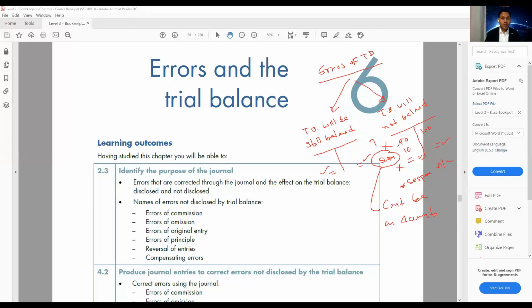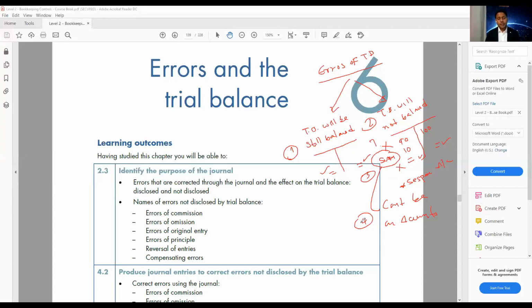What type of error do we have where our trial balance will still be balanced, this one. What type of errors do we have where the trial balance will not be balanced, number 2. And how we're going to identify the suspense account, number 3. And how we remove the suspense account and correct the trial balance. So all of this we're going to see from chapter number 6, errors and the trial balance.